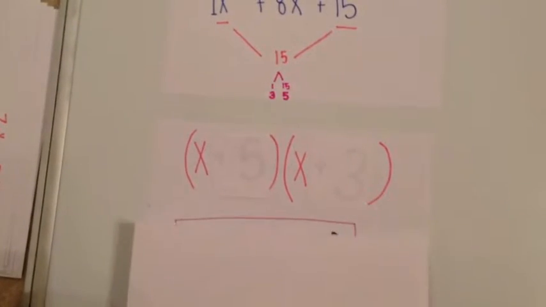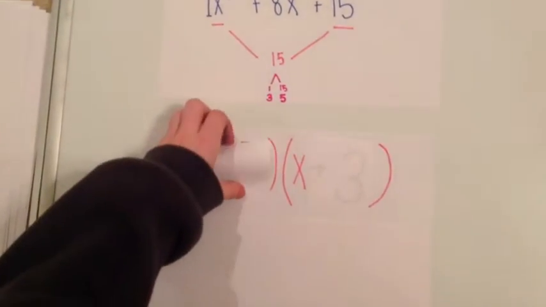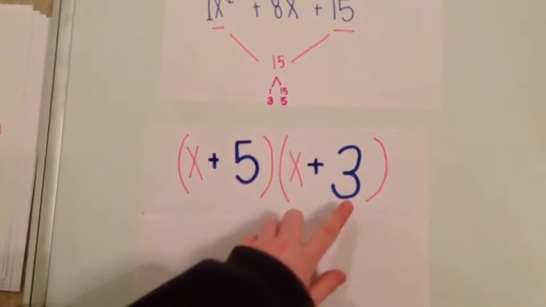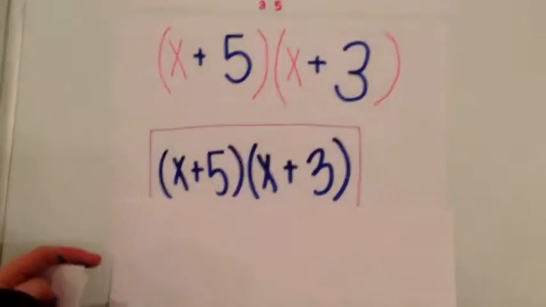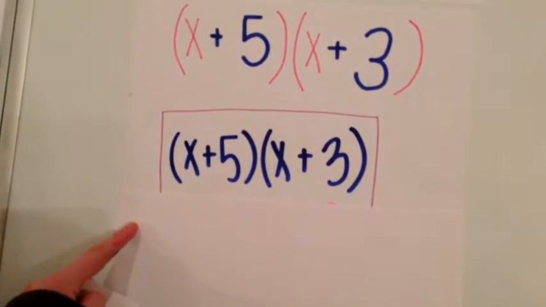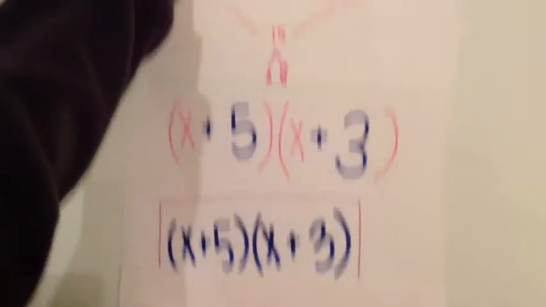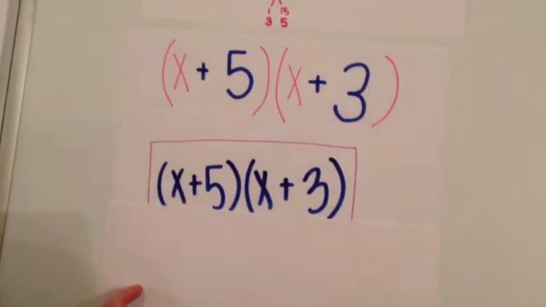So when we get to our next step, we add our brackets with the x in them, and we add in our numbers. And in this case, it's 5 and 3. So then that is going to be our final answer, because when we multiply them together, we get our beginning problem, which is x squared plus 8x plus 15.